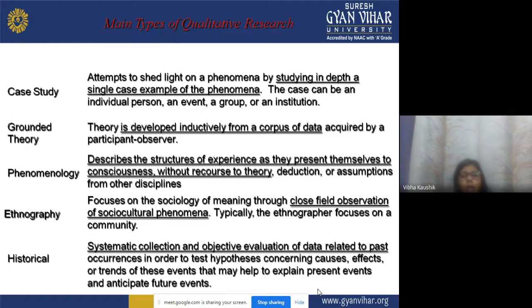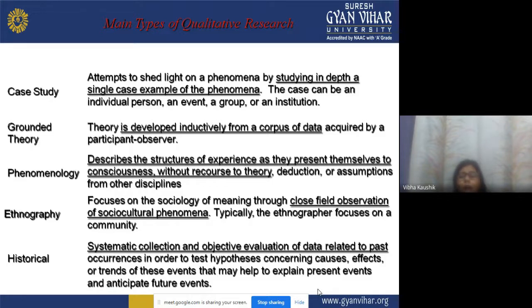A case study attempts to shed light on a phenomenon by studying in depth a single case example of the phenomenon, meaning an in-depth study about a particular criteria. The case can be an individual person, an event that has been organized, a group or an institution. Means a case study can be done of a group, an institution, an event or an individual.